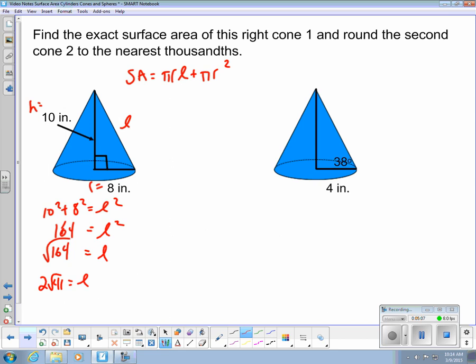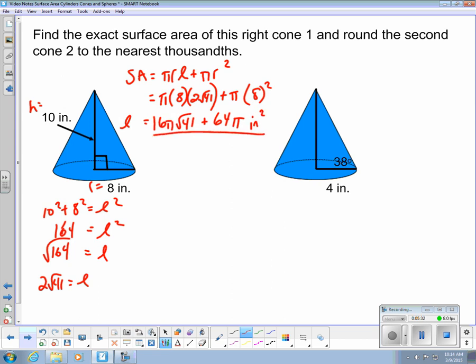So now I have all my information. Pi, my radius is 8, my slant height is 2 square root of 41, plus pi 8 squared. So this is going to be 16 pi square root of 41 plus 64 pi. I can't combine any more terms together. Of course, I need my inches squared. And there is my final answer for this figure.